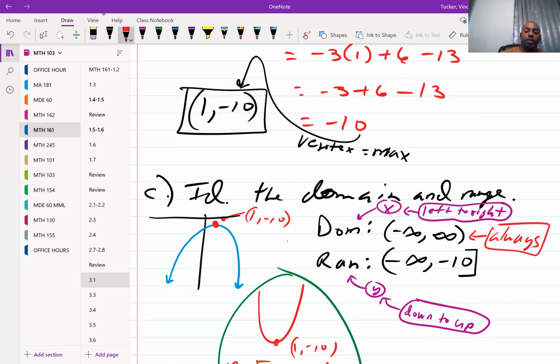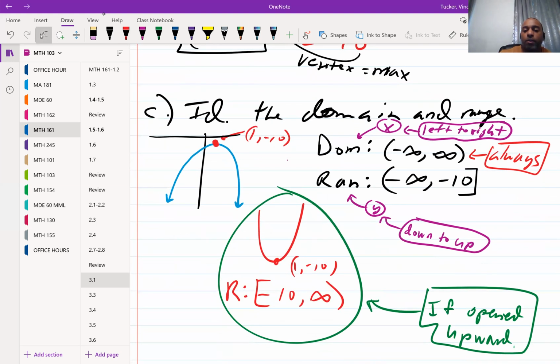Now what will change is your range. Your range is always down to up. Your domain goes from left to right, your range is down to up. So it's always your lowest value to your highest value. Notice we have this maximum value. That means we're coming from negative infinity up to this maximum value. That's why we have it written this way, negative infinity to negative 10. Also, we're looking at the y value, so we're not looking at the 1 in our coordinate right here. We're looking at the negative 10. And that's how you do your domain and range.